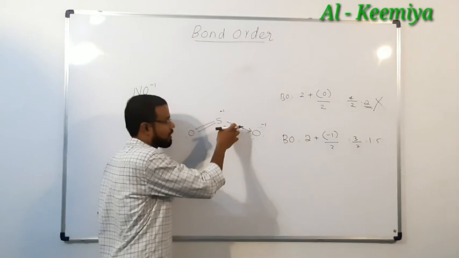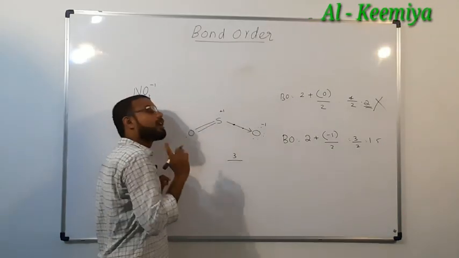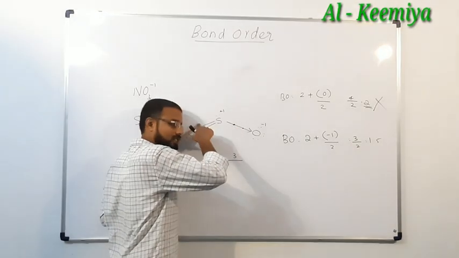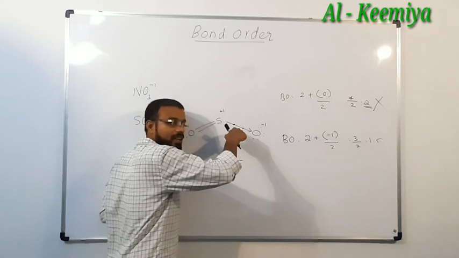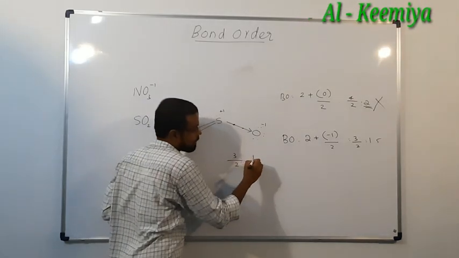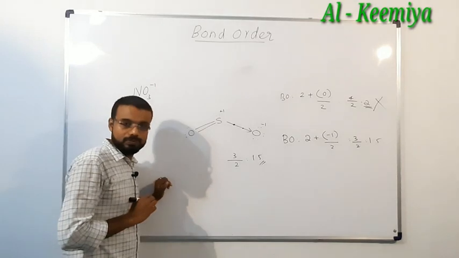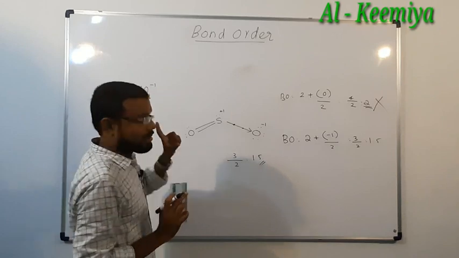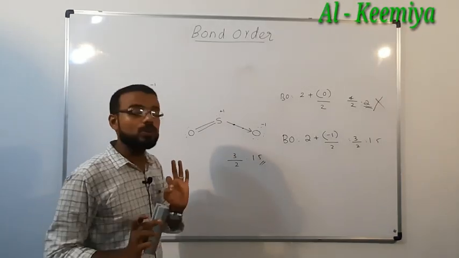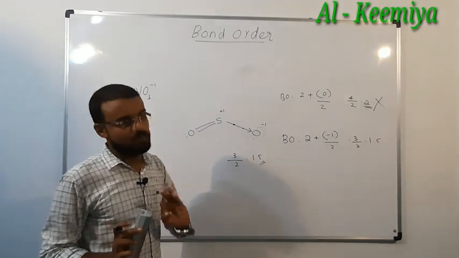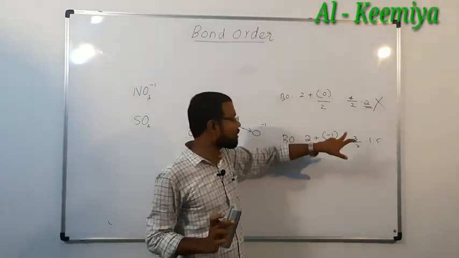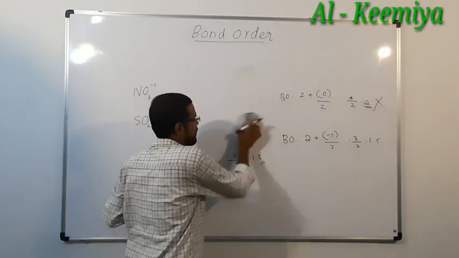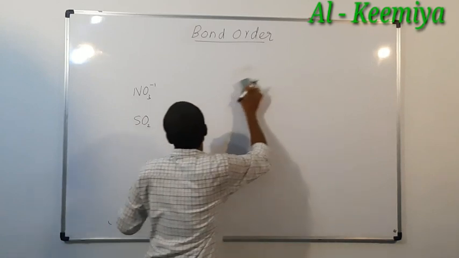See, total number of bonds is 1, 2, 3, 3 bonds, divided by resonating structures. This double bond may shift here. So one structure is this one, and if you shift here, you will get another structure. So total how many structures? 3 by 2, that is 1.5. It's okay. Similarly, in these two exceptions, remember, if a dative bond is present, we have to count the formal charge of the peripheral atom also. Then only we will get the correct bond order. Example, NO3 and SO2.